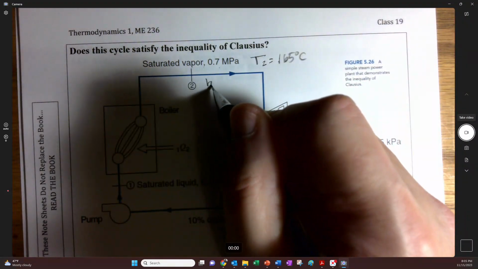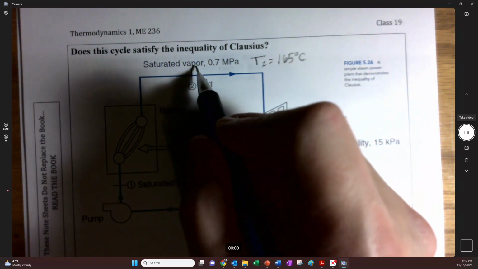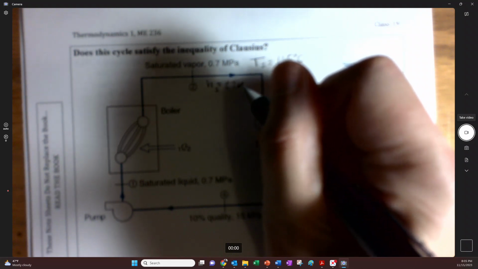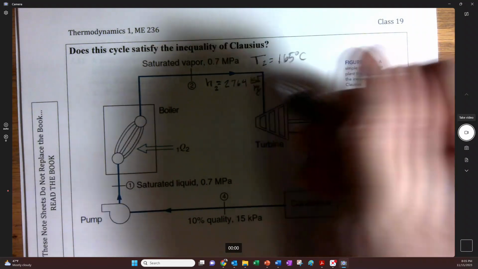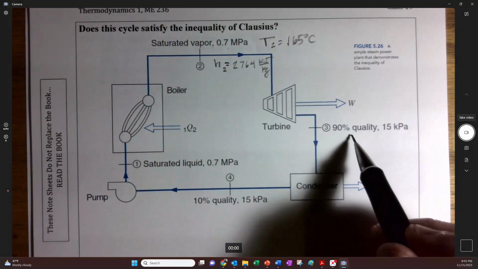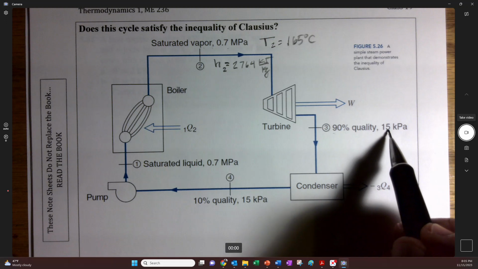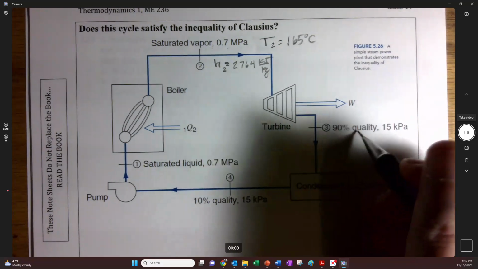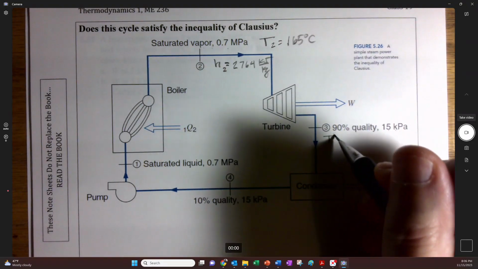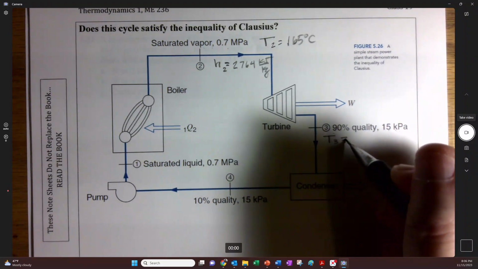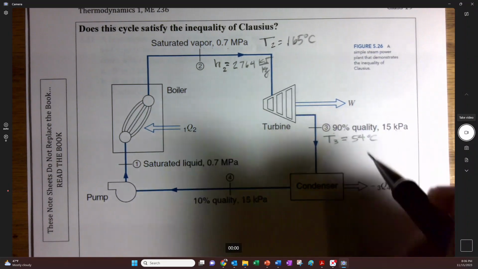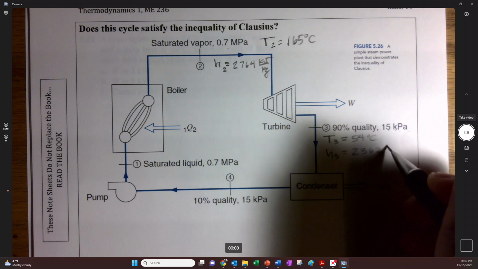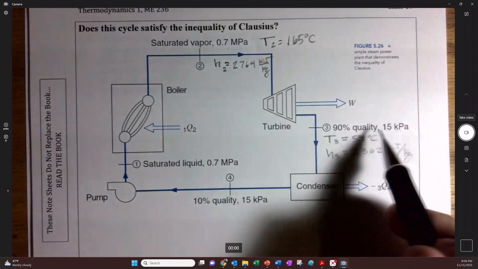And we're going to have an H, and so this is the Hg, if you will, at that state, is going to be 2,764 kilojoules per kilogram. Coming down over to here, we get 90% quality at 15 kilopascals. So at this pressure, the saturated temperature, T3, is going to be 54 degrees Celsius, and H3 is going to be 2,362 kilojoules per kilogram at that 90% quality.